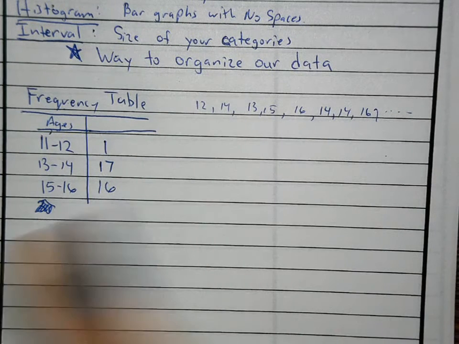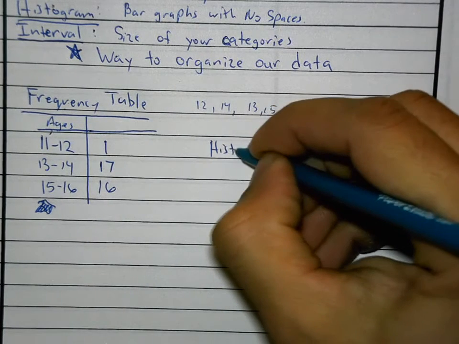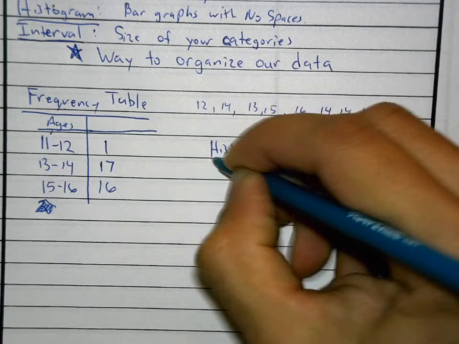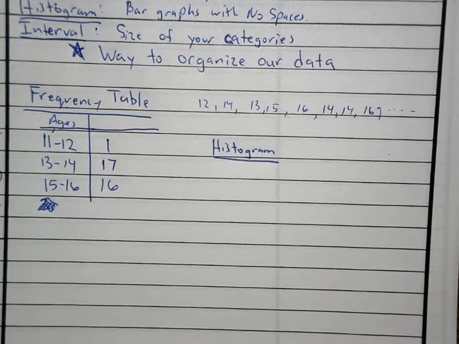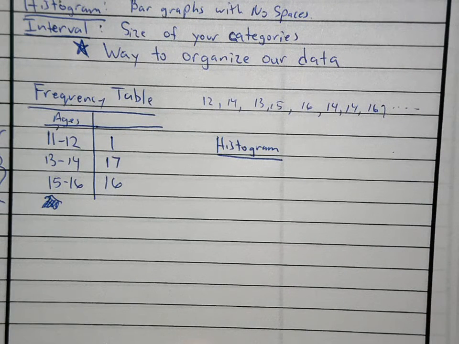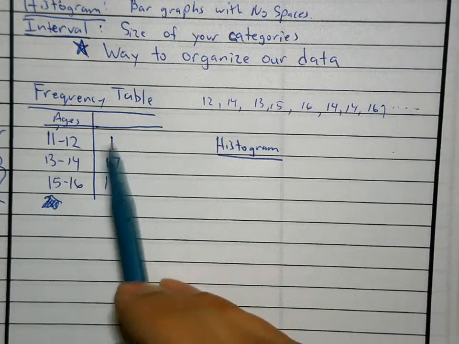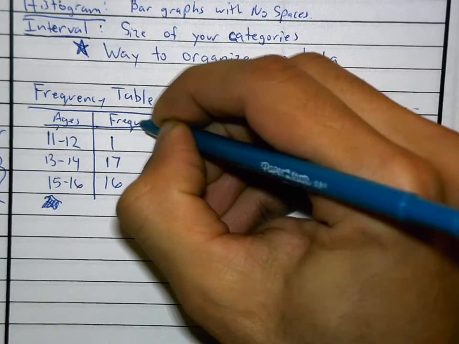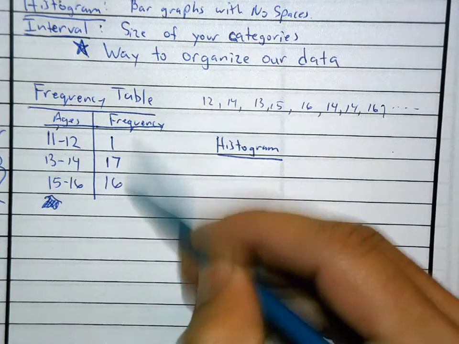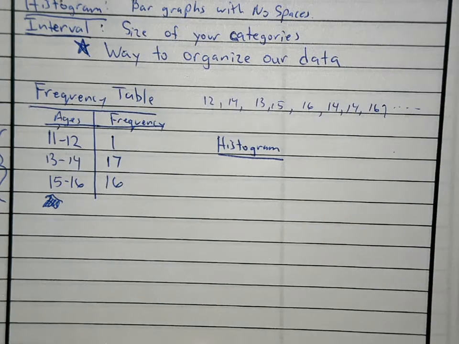Okay? Now, this is a frequency table. Let's switch over to something called a histogram. Let's write that down. Histogram. A histogram is like a bar graph. It's presented in a slightly different way. Instead of us having the intervals on the left and the how many, this is called the frequency. Let me go back there and put frequency at the top of this column. A histogram has the intervals on the bottom.